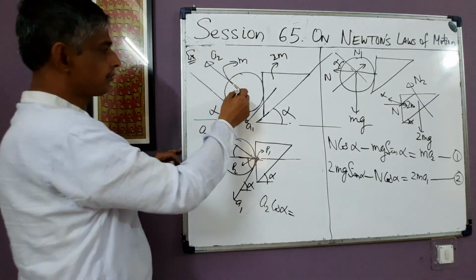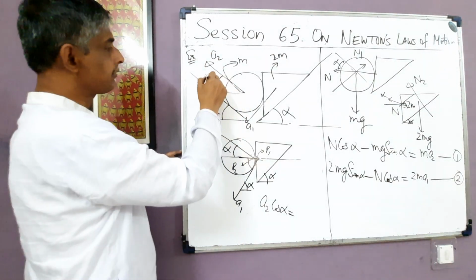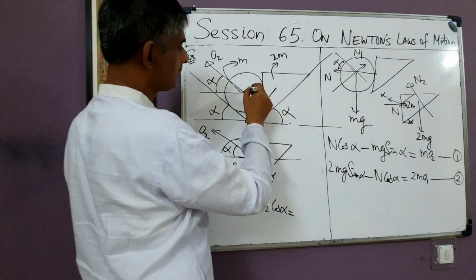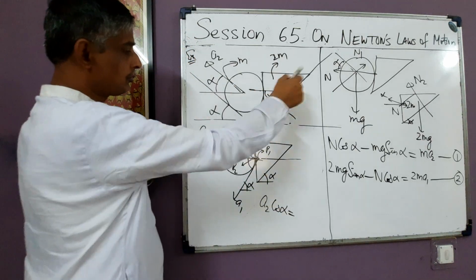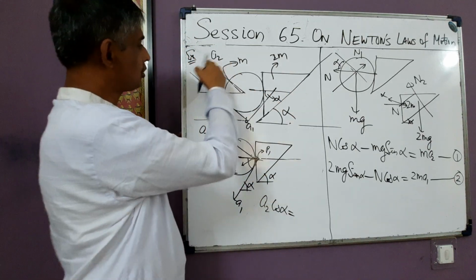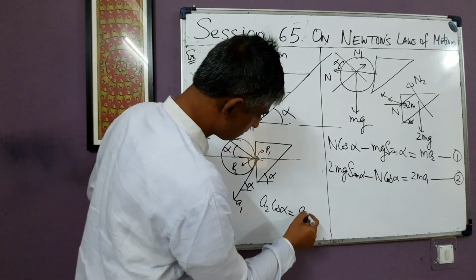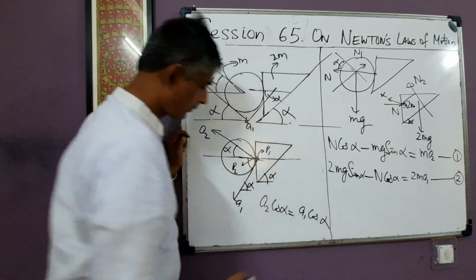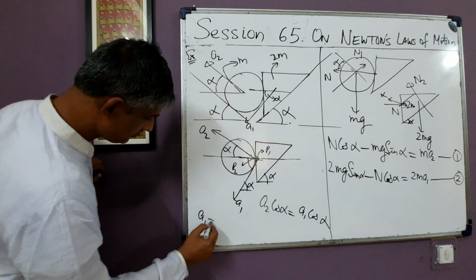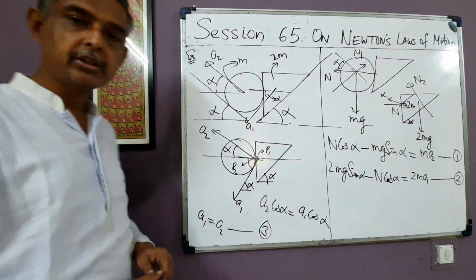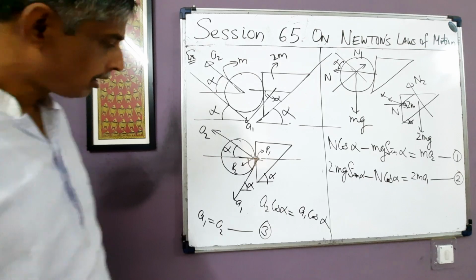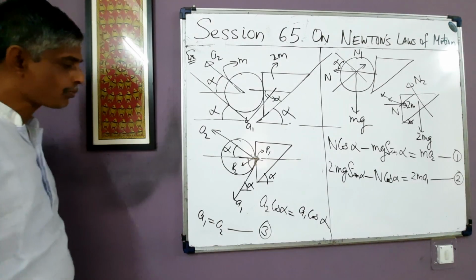See, A2 is this. This is a parallel line, this angle is alpha. A1 is this. This is a parallel line, this angle is also alpha. This is a common normal. So A2 cos alpha is equal to A1 cos alpha. That meaning A1 equal to A2. This is the third relation. I hope it is absolutely clear. Fine.